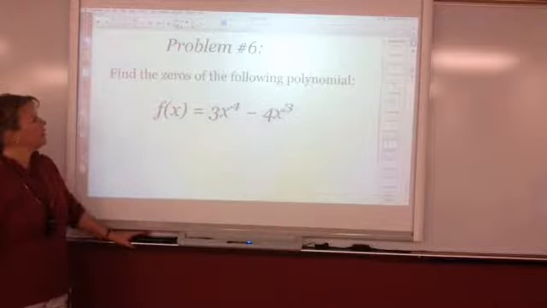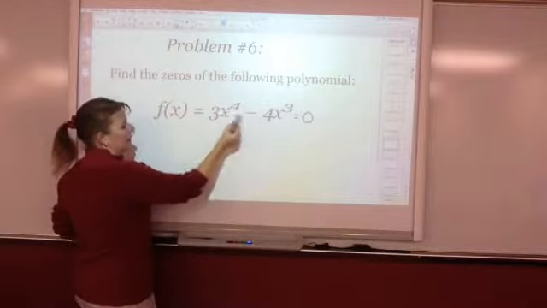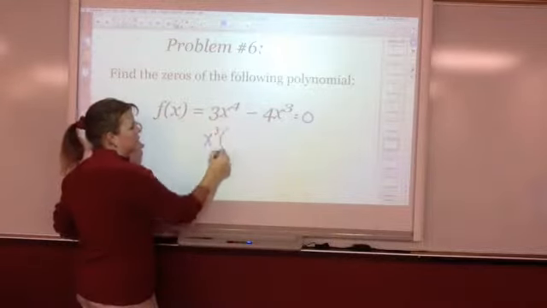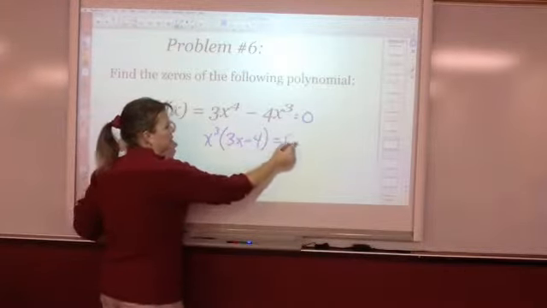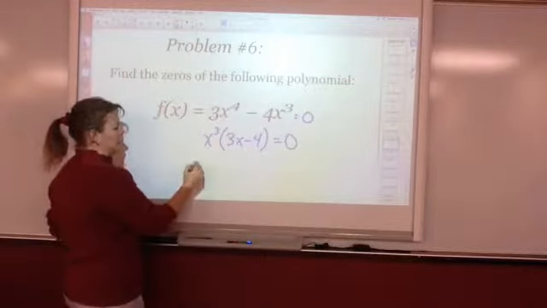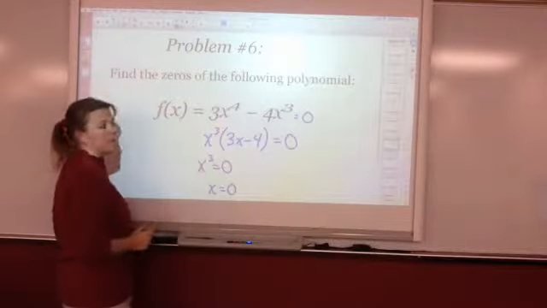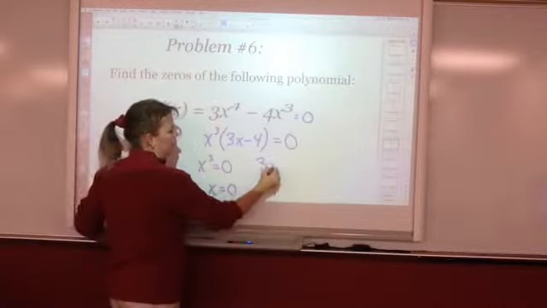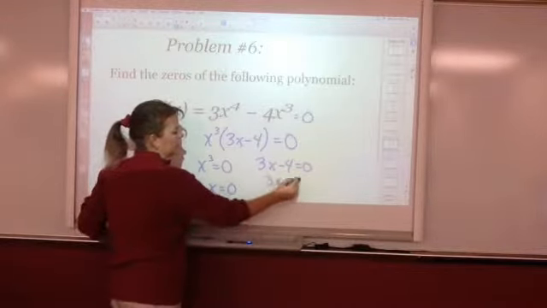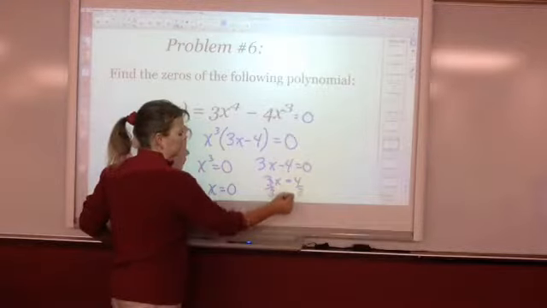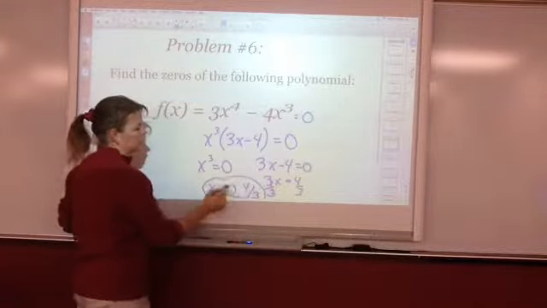Number 6. Find the zeros of this one, setting it equal to 0. Again, greatest common factor. They have x cubed as a common factor. You're left with 3x minus 4 equals 0. Set each factor equal to 0. That's going to give you 0 with a multiplicity of 3. Over here, if you set this equal to 0, you have to add 4 to both sides, divide by 3 on both sides, and you get 0 and 4/3 as your two answers for x.